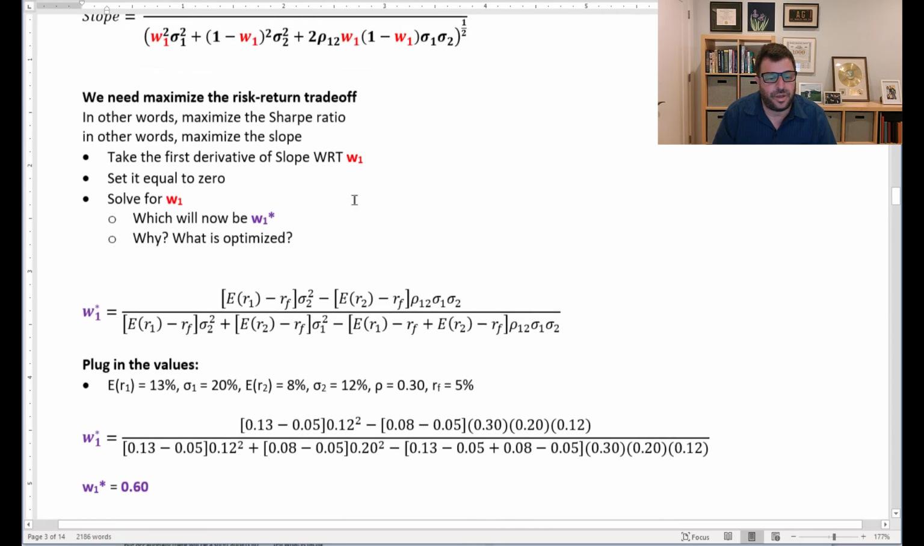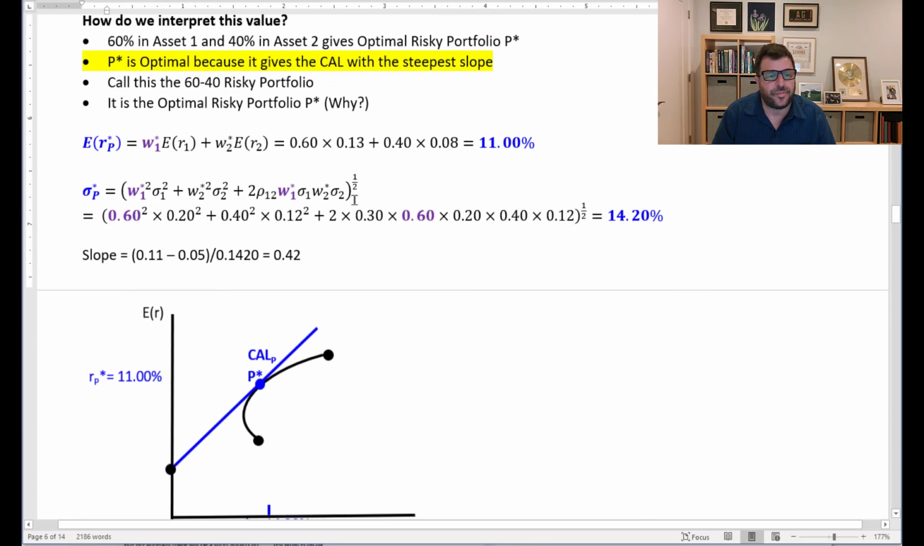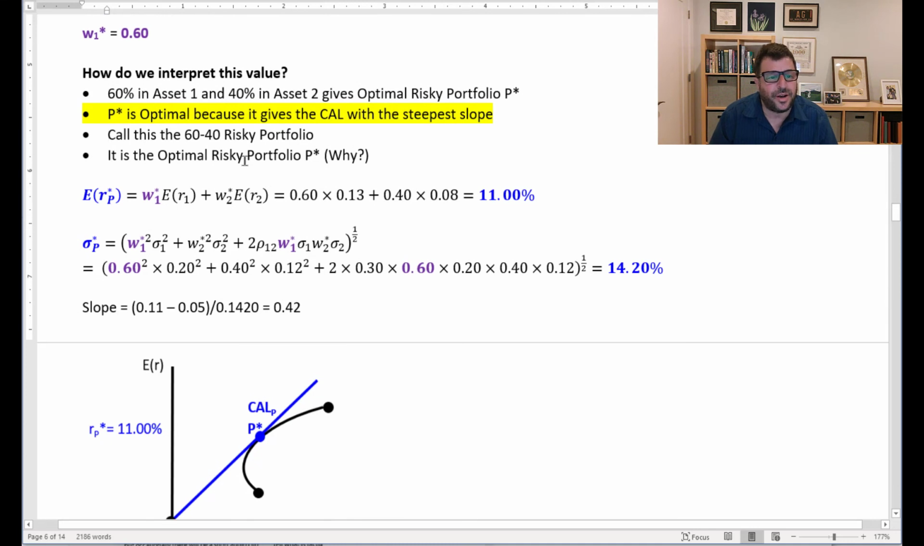So what do we do with this? How do we interpret this? Well, we know that the 60-40 gives us the optimal slope. And why is this the optimal portfolio? Well, if I calculate the expected return of P using W1 and then W2, I could see I get 11%.